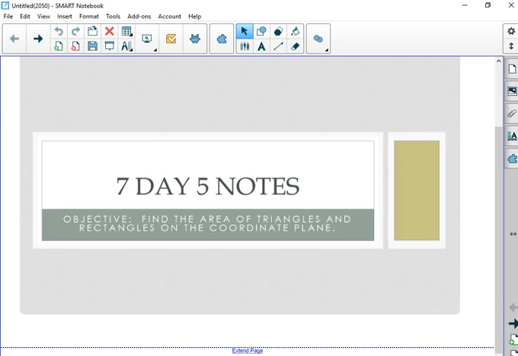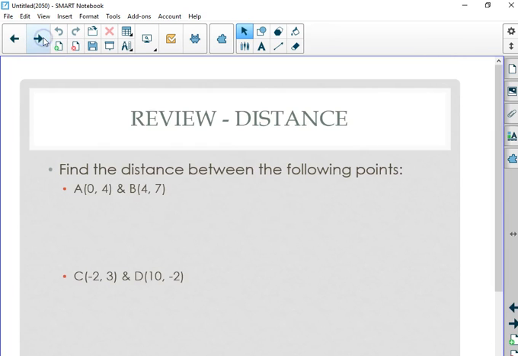Okay, day 5 notes. Last section before we get ready for the quiz. So the objective is to find the area of triangles and rectangles on the coordinate plane. So it's more of the same. So again, the distance formula, just going to do this once.